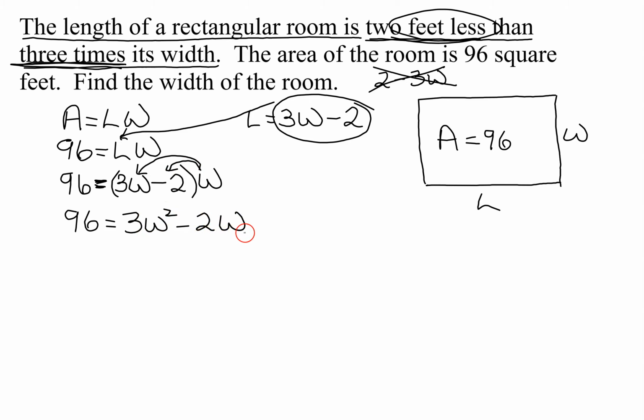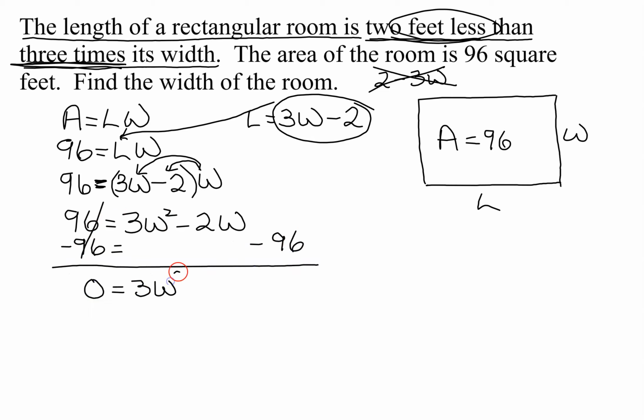So what type of equation do I have here? It's degree 2, so it's quadratic. How do we solve quadratic equations? By factoring or using the quadratic formula. And to do that, I have to have 0 on one side. But do I have 0 on the left-hand side? No. So I'm going to have to subtract 96 from both sides. So I get 0 equals 3W squared minus 2W minus 96.